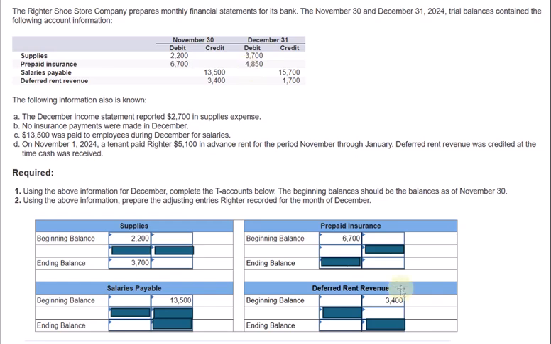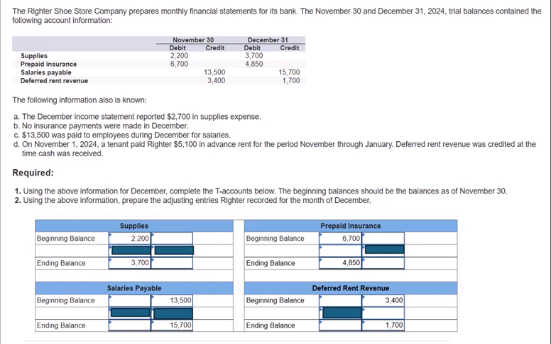The ending prepaid insurance was, what is that, $4,850? Now keep in mind that when you're actually doing this as an accountant, you don't have the ending balance. You have to do the transactions and you compute the ending balance. But this problem is designed for you to think about what impacted the various accounts. So they gave us the ending balances. All right, salaries payable ended at $15,007, and the ending balance of deferred rent was $1,700.